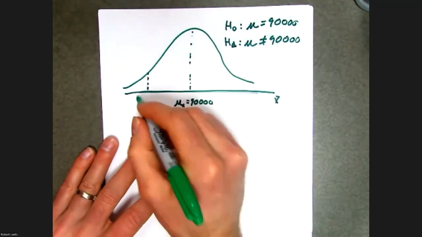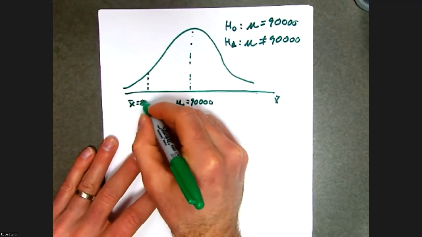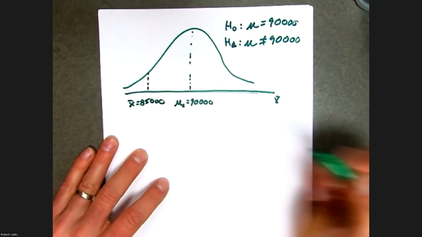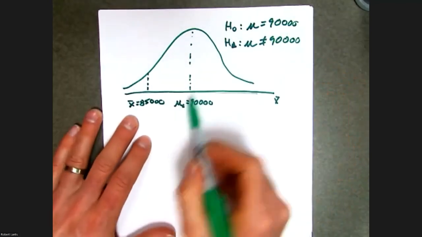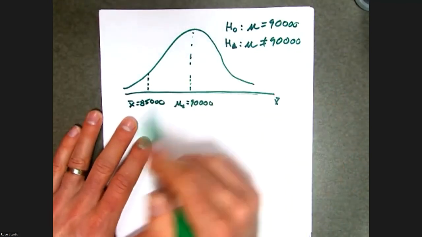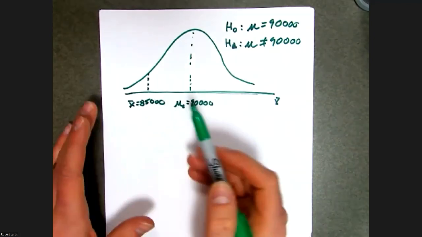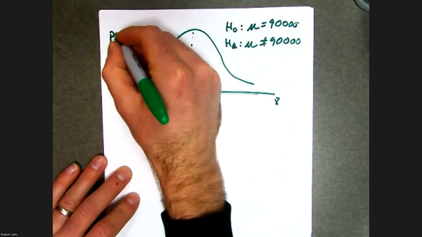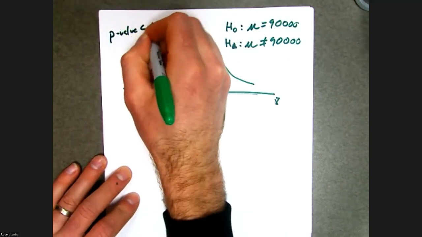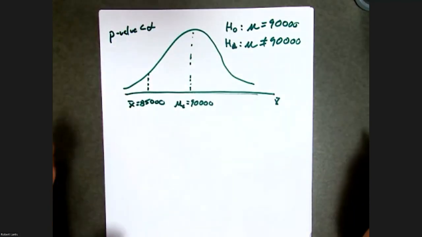We found sample evidence that was inconsistent with the null, but was it inconsistent enough, right? Is it far enough away from 90,000 that the probability of seeing something that far away is pretty low? In fact, what do we need it to be? We need that probability, that p-value, to be less than alpha. Right? That's when we can reject.